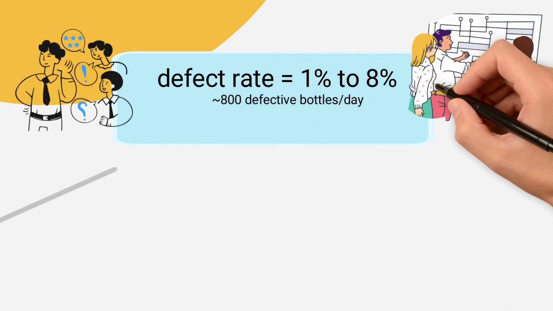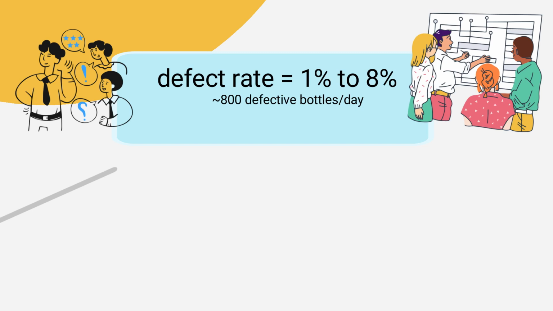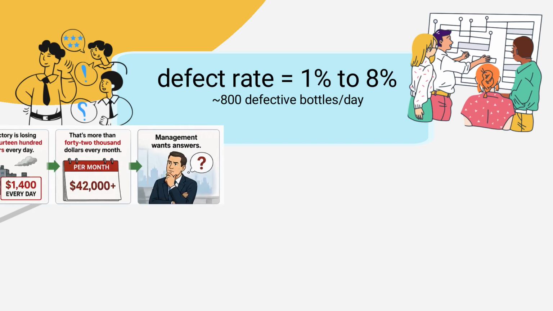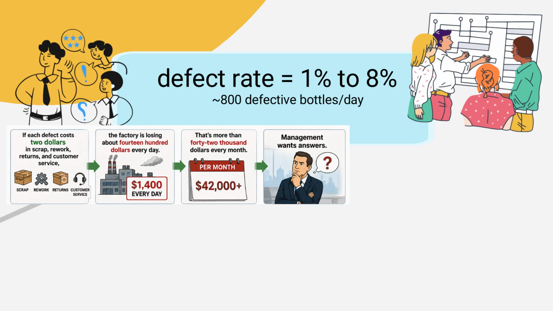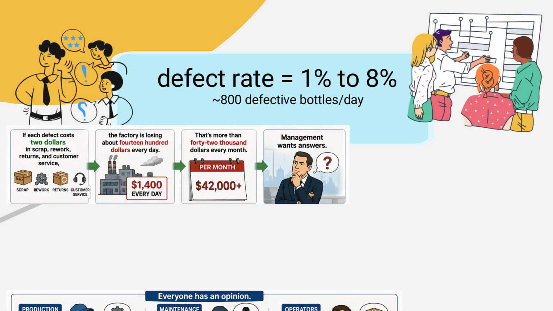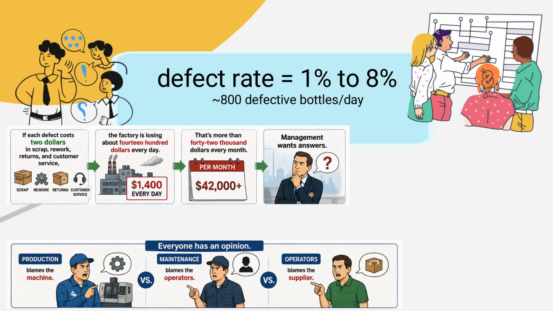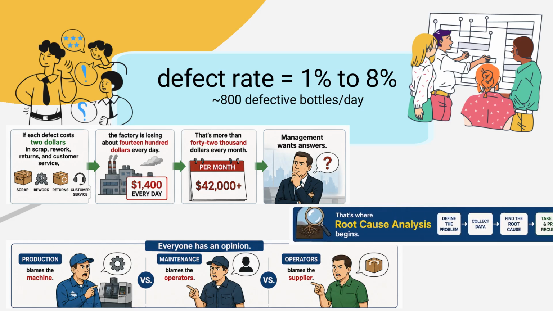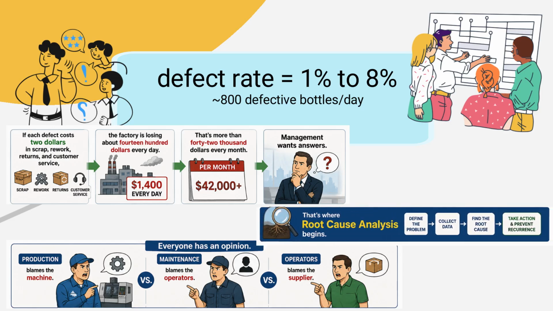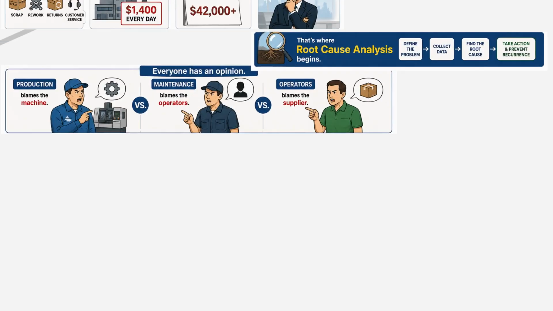That's 700 additional defects. If each defect costs $2 in scrap, rework, returns, and customer service, the factory is losing about $1,400 every day. That's more than $42,000 every month. Management wants answers. Production blames the machine. Maintenance blames the operators. Operators blame the supplier. Everyone has an opinion, but nobody has evidence. That's where root cause analysis begins.